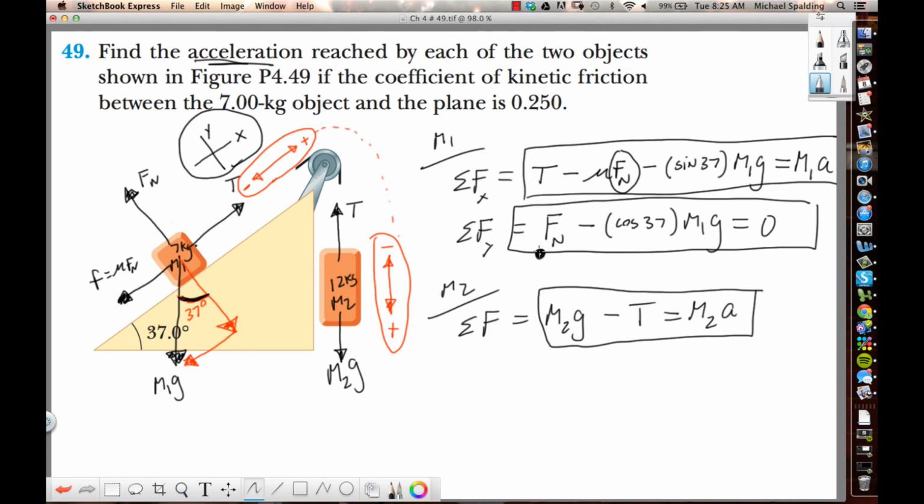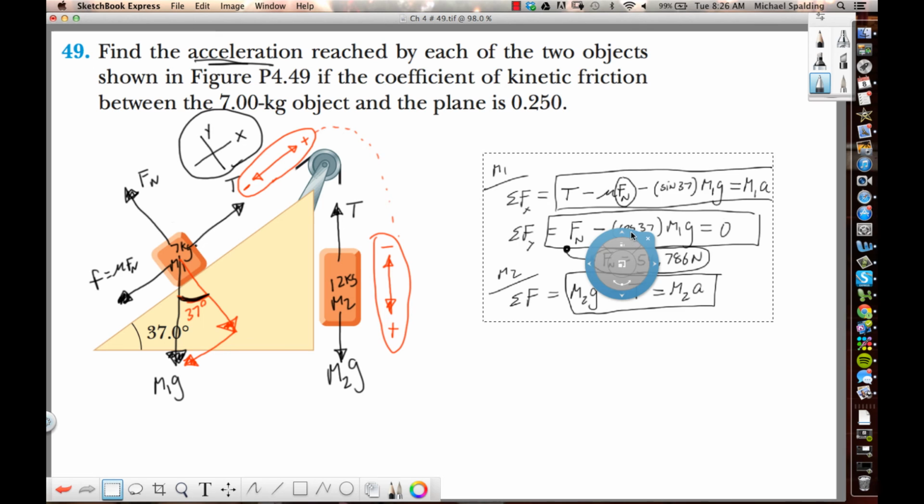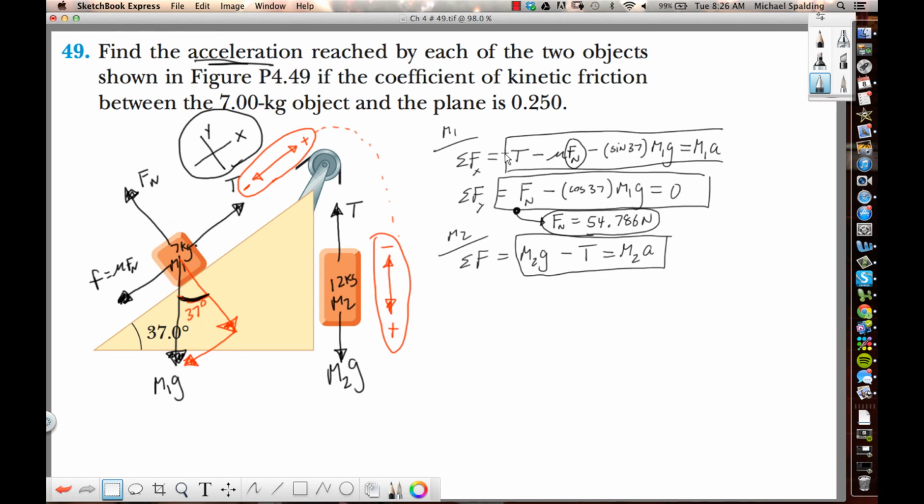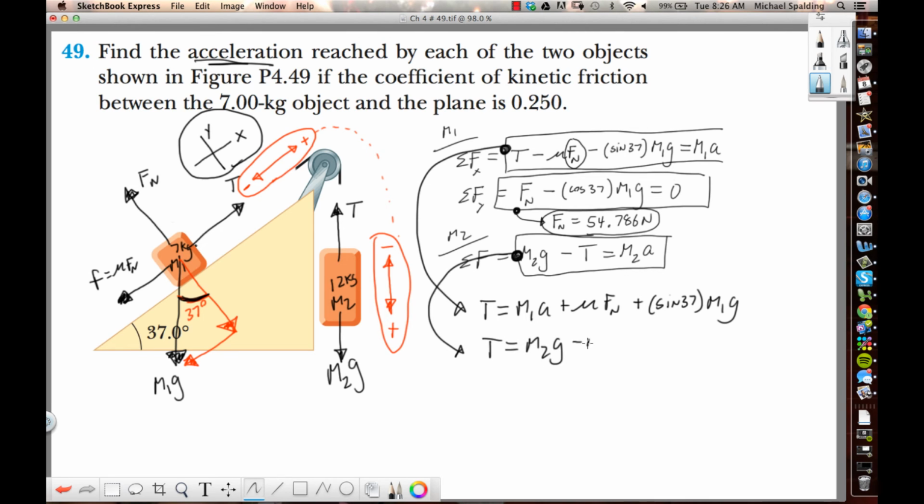So taking this equation, solve for normal force. Normal force comes out as 54.786. Okay? So once we have that, plug it in there. So basically you're just going to do a system of equations here. I'm going to take this x equation and solve it for T. T equals m1a plus mu fn plus sine 37 m1g. Then take this equation and solve it for T. T equals m2g minus m2a.